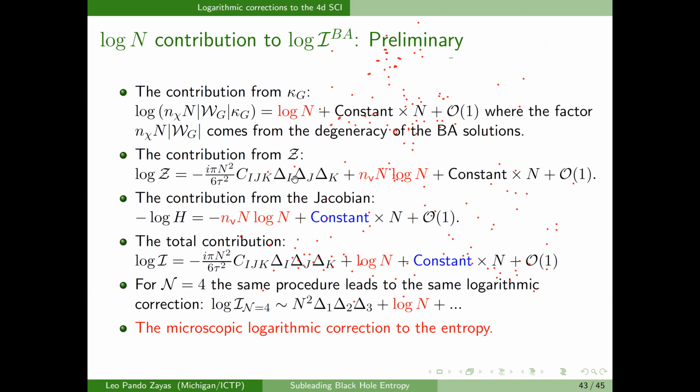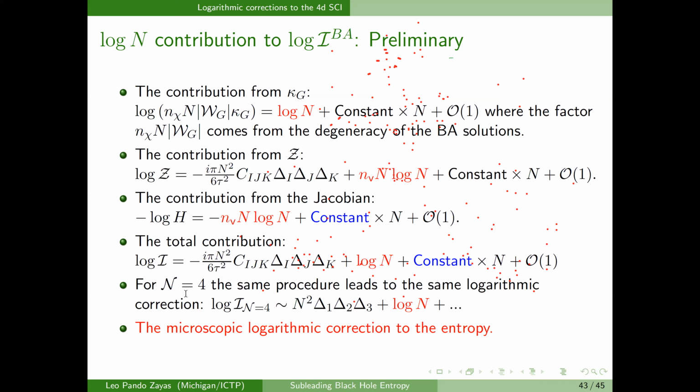So Z will give me the part that is the leading piece for the entropy, and it gives me this N log N, but it has N_V number of vector multiplets, and then some constant, etc. So this is like a normalization factor, and that gives me a log N and nothing else. So this H, which was in the partition function, precisely gives me negative N_V N log N. So you can see that when I put everything together, I get a very nice answer for the log of N, with coefficient 1. So this is a very beautiful result.